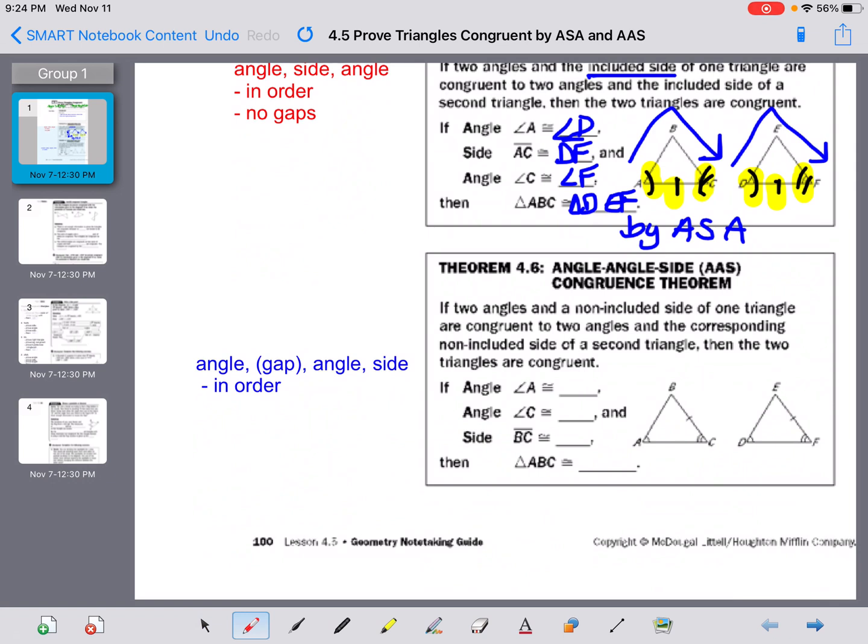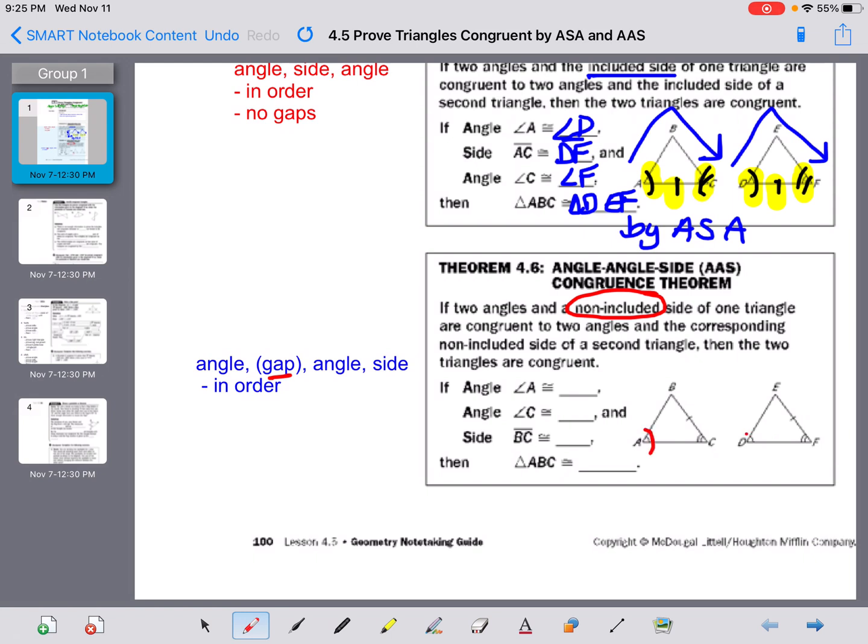This one is angle, angle, side, and you'll notice I even wrote here angle, then there's a gap, then it's an angle, then a side in order. So it says if two angles and the non-included side, that's super important. So it's not the side between them, but one of the outside sides of a triangle are congruent to the two angles and the corresponding non-included side of a second triangle, then the two triangles are congruent.